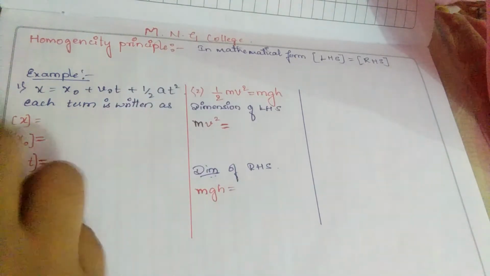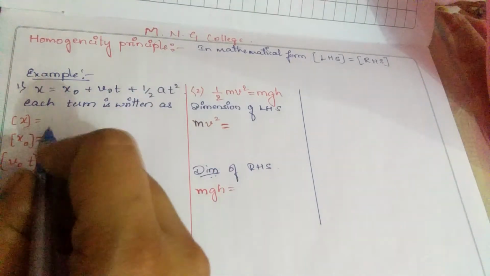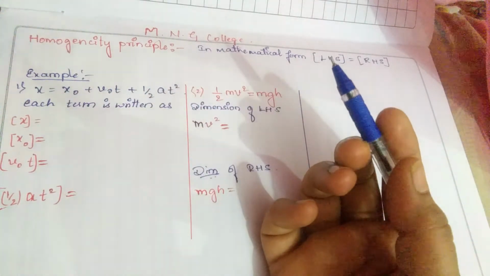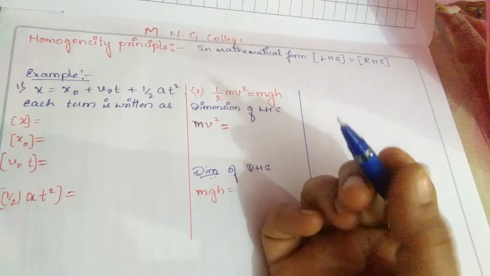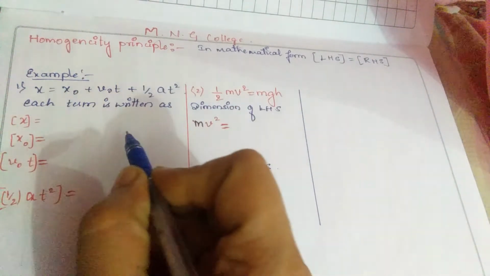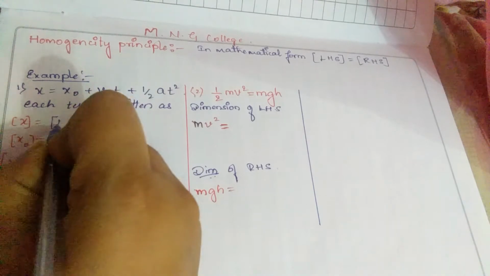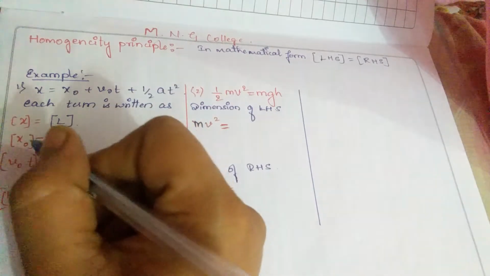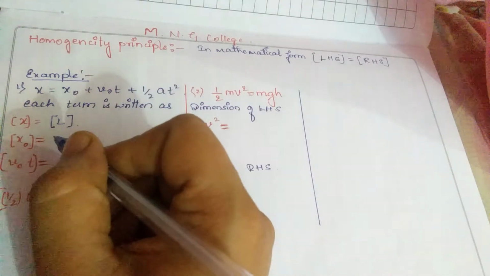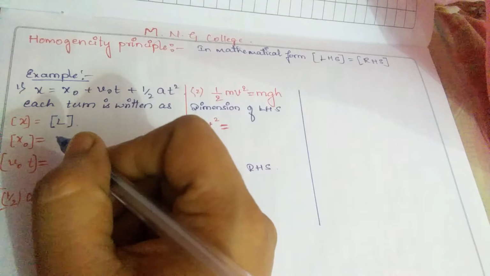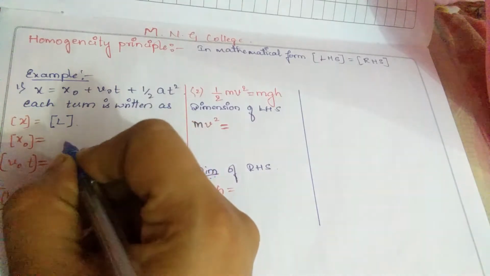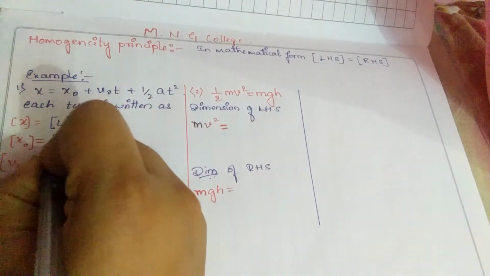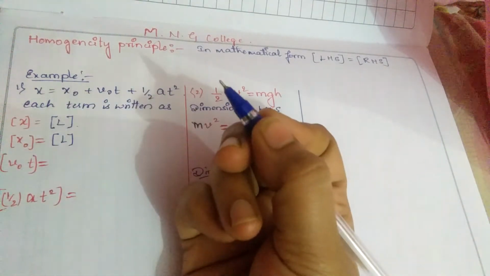Here x is the distance traveled by a particle. Distance traveled by a particle tells about the dimension of length. So for x, the dimension is L. We have to write it in a bracket. Next one is x naught, that means the initial position of a particle. The initial position of a particle also tells a length. Means the starting position of a point is L.